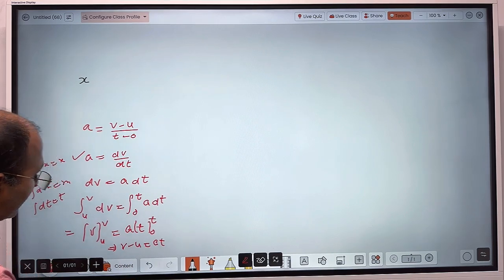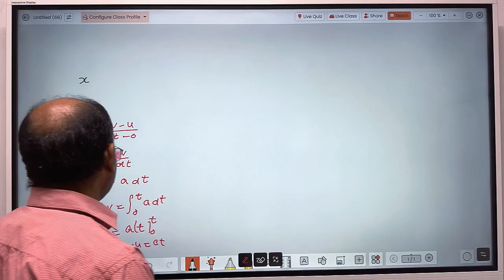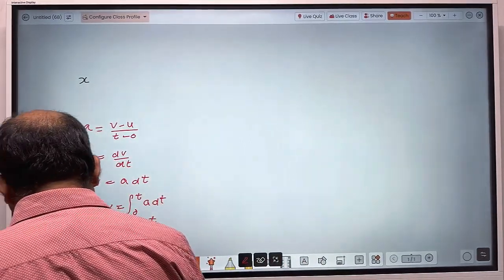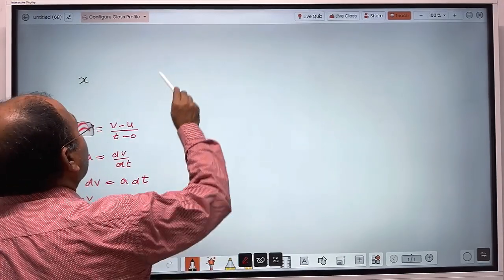So we have got v minus u equal to at, or v equal to u plus at. So we have got the first equation of motion by using calculus. Now we are going to see the second equation of motion. So we start from here.